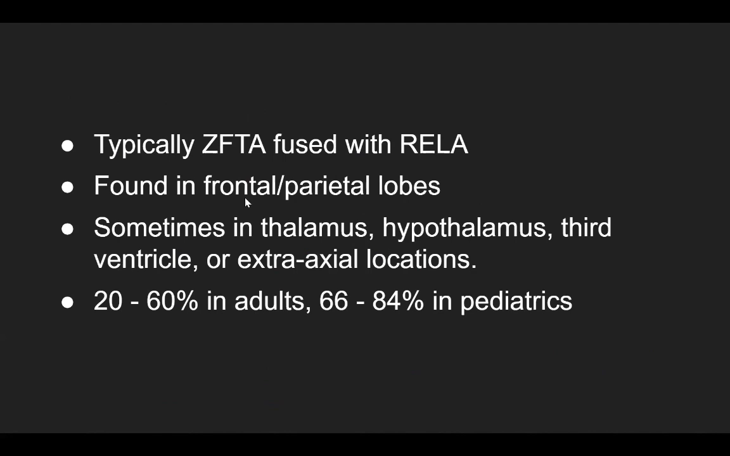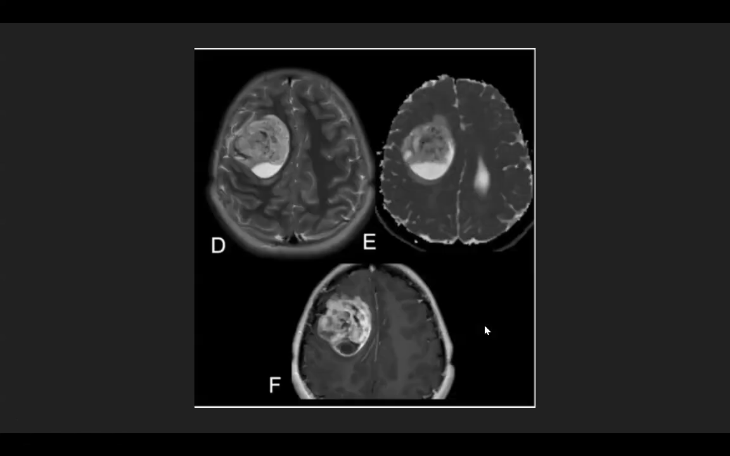Why is that important? Because when we are going to do the YAP1 fusion positive, we will realize that they are lesions which favor the lateral ventricles, or they are either paraventricular or intraventricular. So ZFTA can sometimes be found in thalamus, hypothalamus, third ventricle, or extra-axial locations, but that is a very unusual presentation. They are common in adults and pediatrics, both. They are more common, but they have worse prognosis. So this is how a typical image for ZFTA fusion looks like.